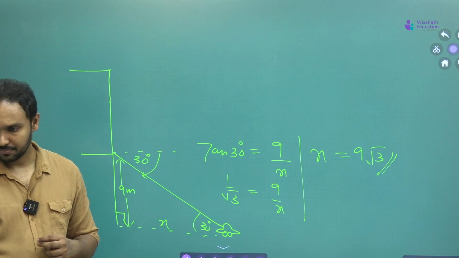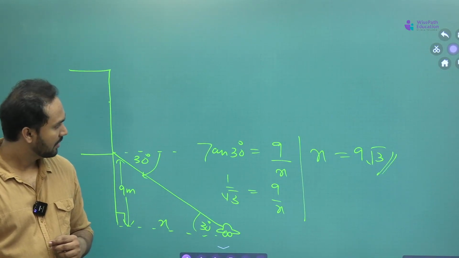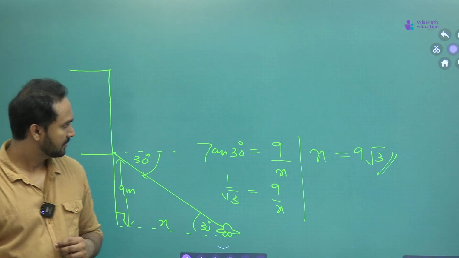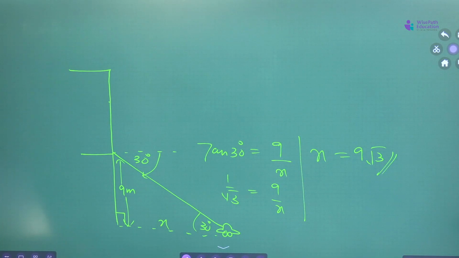The answer is 9 root 3, right? Yes, tan 30. The answer is 9 root 3. Take note.